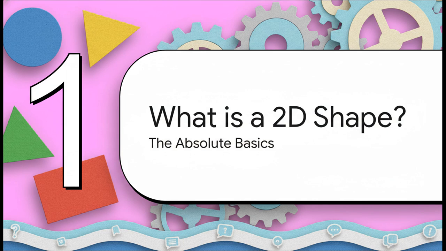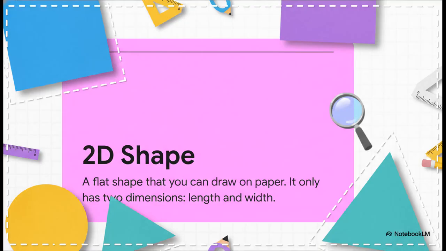So before we can even get to the whole square versus rectangle thing, we've got to go back even further. We need to agree on the ground rules. So first question, what even is a 2D shape? At its heart, it's this simple. A 2D shape is just a flat shape, something you can draw on a piece of paper. The 2D just means two-dimensional. It has length and it has width, but that's it. No depth. There's a real kind of elegance in how simple that is.